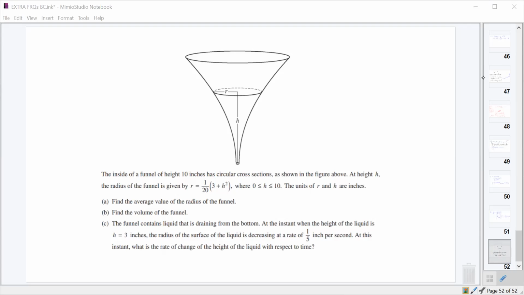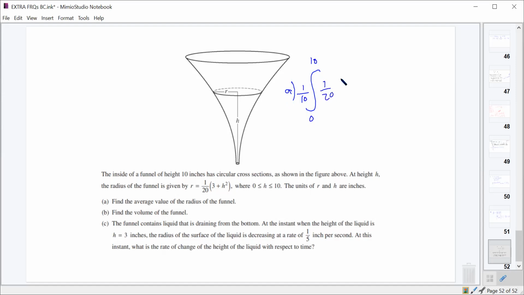So perfect. Cool. So first part here, look at it for a second. We got a funnel. It's got a radius. It's got a height. It's got circular cross sections, which means one piece of it is revolved around the y-axis, potentially if we need to use that later. And at a height of h, the radius is this function here. So first off, we want to find the average value of the radius. Well, to find the average value of any continuous function, we just integrate from 0 to 10, and then put a 1 over 10 minus 0 out in the front of that function.